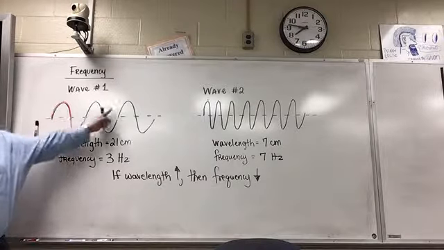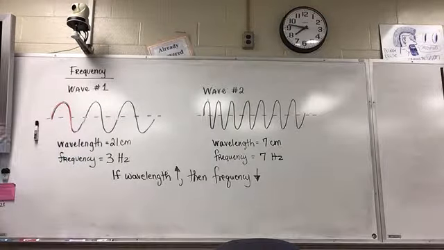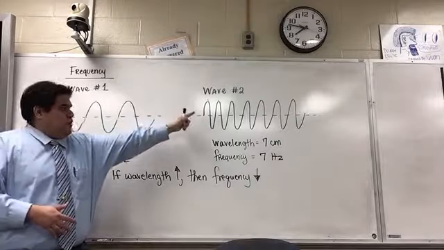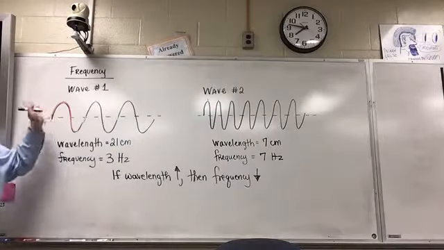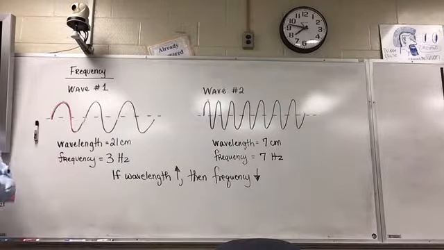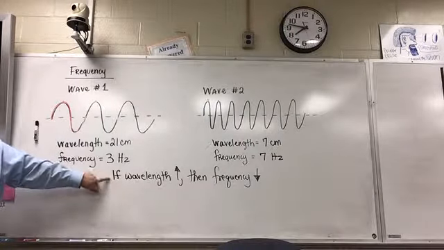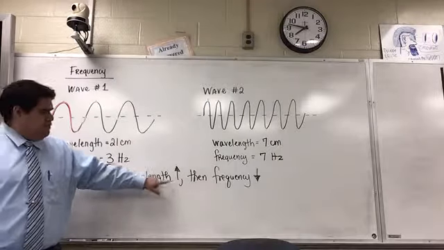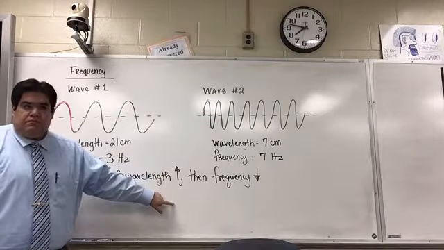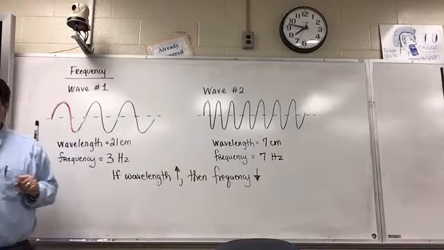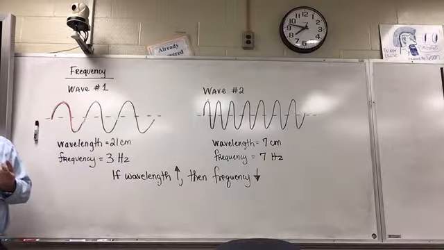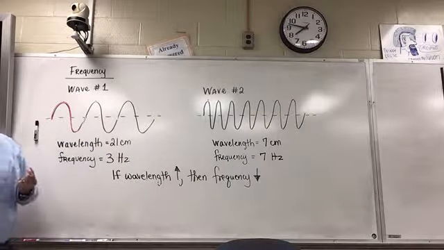If I got more space between my crests, then I can fit less crests in that space. All right? That's why this one here, shorter wavelength, higher frequency. Bigger wavelength, lower frequency. So the opposite is true, right? The opposite is true. If wavelength decreases, then frequency increases. Did we get that? That's important. Okay?